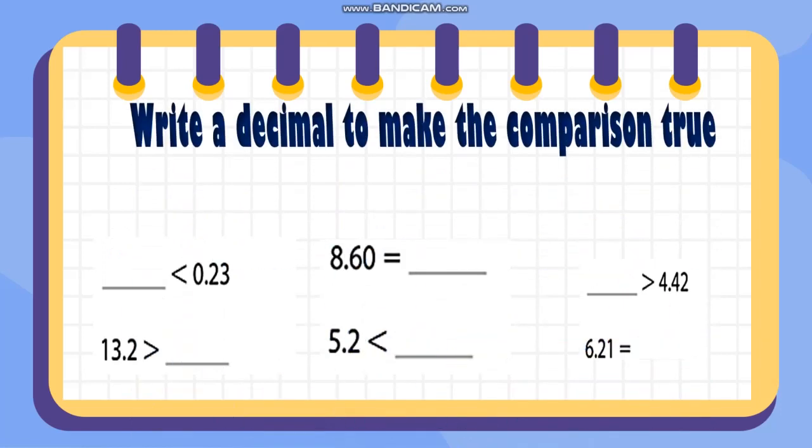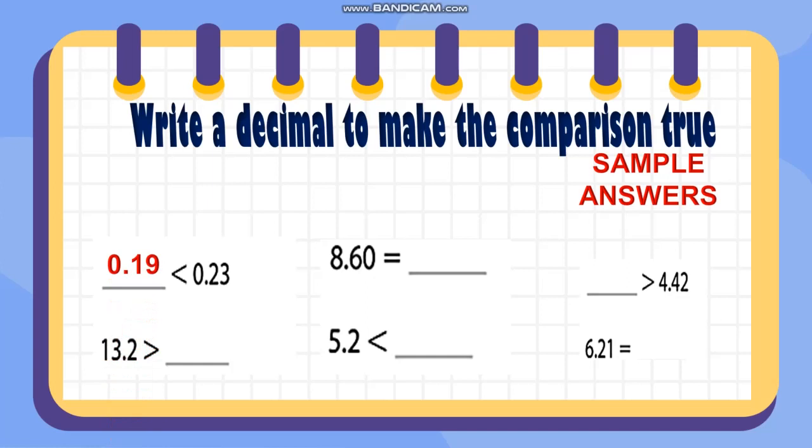Now, write a decimal to make the comparison true. Here we have a lot of answers. Okay? Like for example, here, any number that is less than 0.23. So what are the numbers that are less than 0.23? We have 0.22, 0.20, 0.19, and below. So that is the sample answer only.